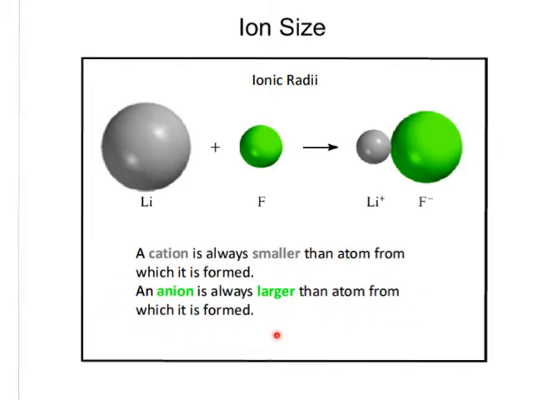For an anion, it's the opposite. An anion is always larger than the atom from which it was formed. So here we have the fluorine atom and the fluorine ion. An electron was added to it, and it has increased in size as a result.